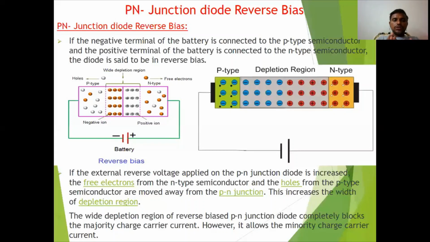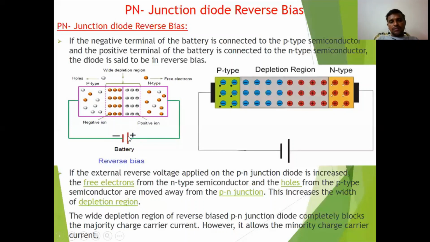Therefore, there is an increase in the negative and positive ions across the junction. You can observe this clearly in the diagram. Previously, if I consider just the reverse bias, what happened here? It will be like this.